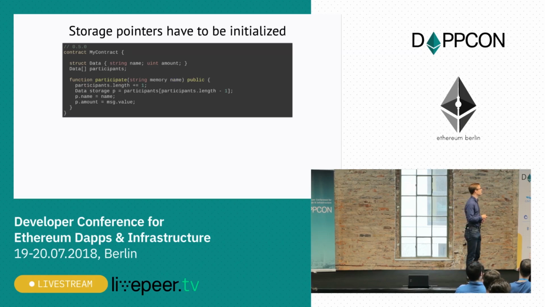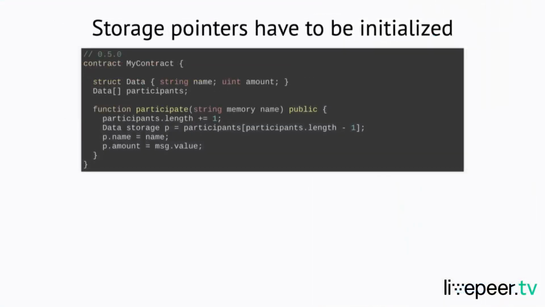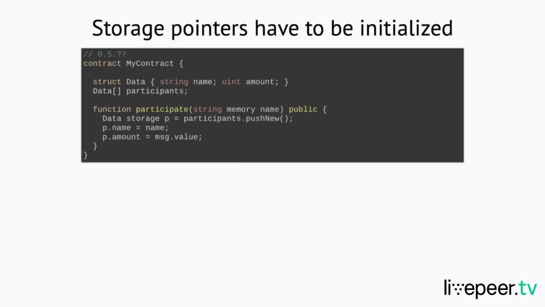So you have to assign p from somewhere, so you first have to create a new element in this array by increasing its length, and then you take the last element in that array, assign it to your storage pointer, and then you can set the elements. This looks very weird, so we have a fix for that, but it won't be part of 0.5.0, but hopefully of 0.5.1 or 2 or whatever, and the fix looks like that.